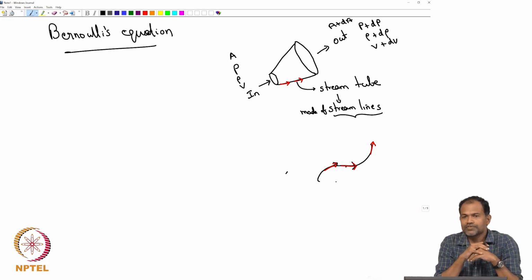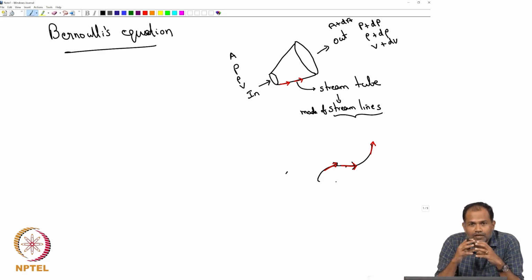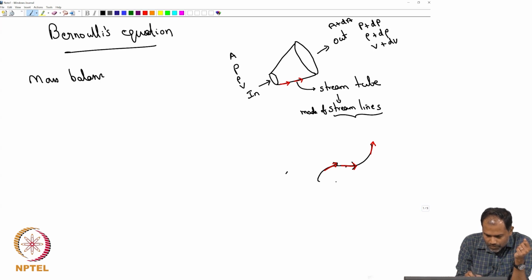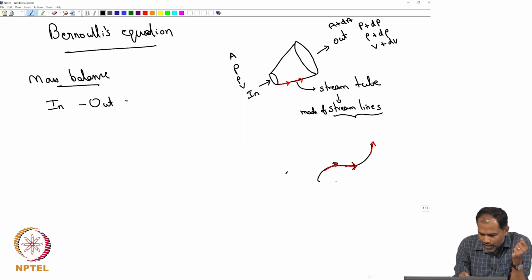And what we will do is write down a mass balance and a momentum balance for this particular fluid element that we have considered. We already know how to do it. We can say that the mass in minus mass out should be equal to the rate of change of mass in the system. So, if you think about mass balance, mass in minus mass out has to be equal to the rate of change of mass inside, right.